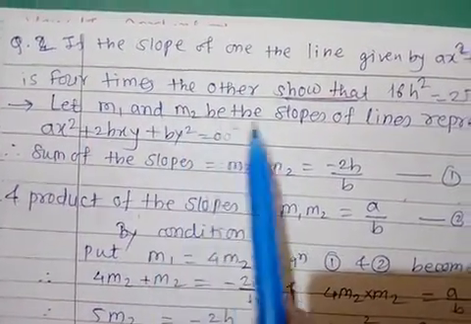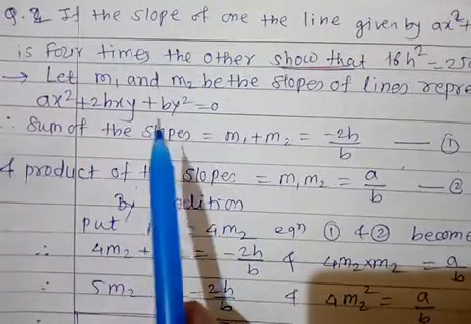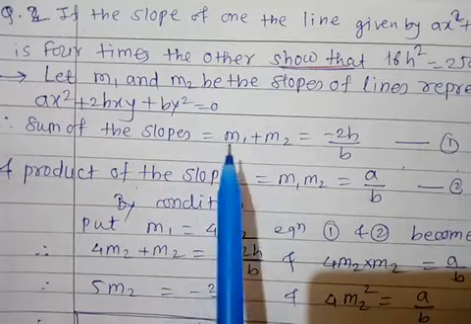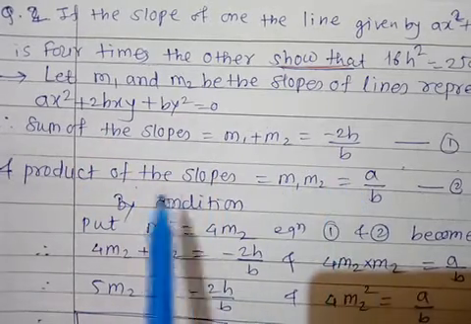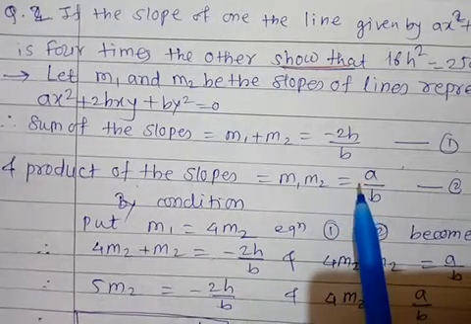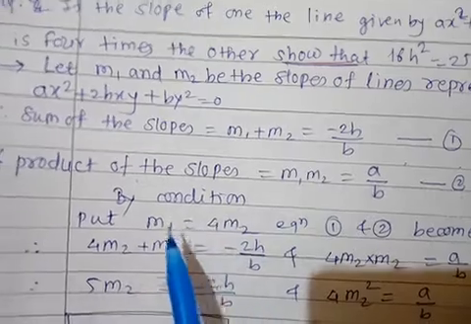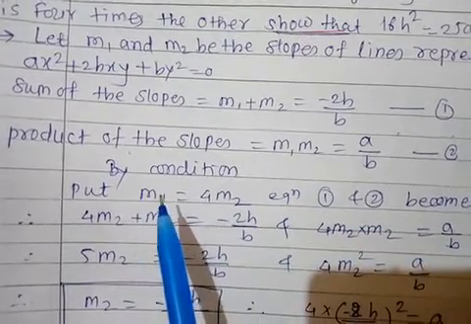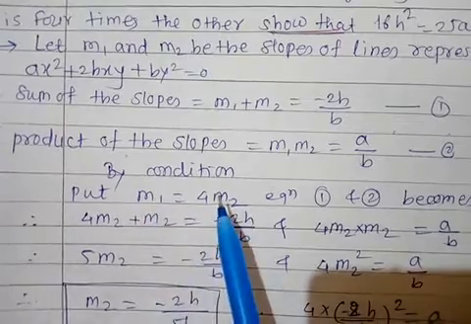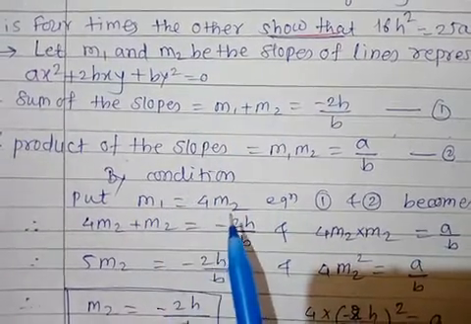Let m1 and m2 be the slopes of the lines represented by ax square plus twice hxy plus by square equal to 0. The sum of the slopes is m1 plus m2 equal to minus twice h by b. The product of the slopes is a by b. And by condition, what is that condition? One slope is 4 times the other, as given in the example. Therefore m1 equal to 4 times m2.